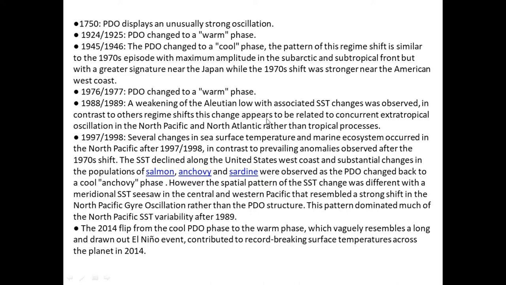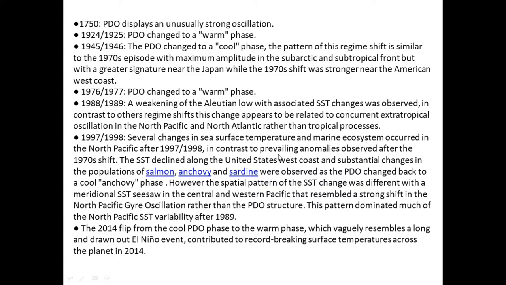The change appears to be related to concurrent extratropical oscillation in the North Pacific and North Atlantic rather than tropical processes. In other words, the PDO was more prominent than the IPO or perhaps ENSO. 97, 98, this is a strong El Nino. Several changes in sea surface temperature and marine ecosystem occurred in the North Pacific.